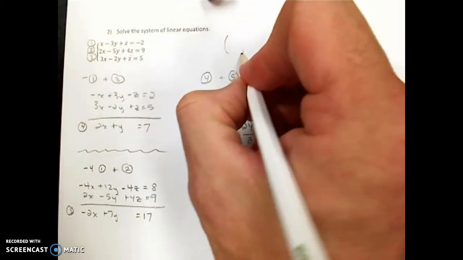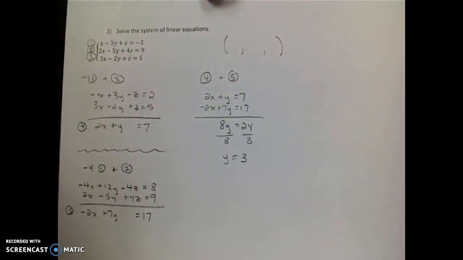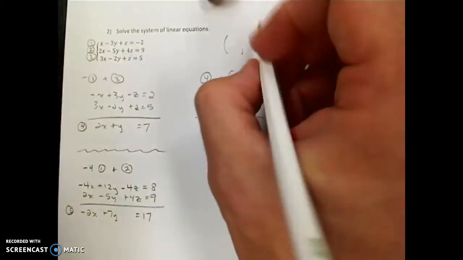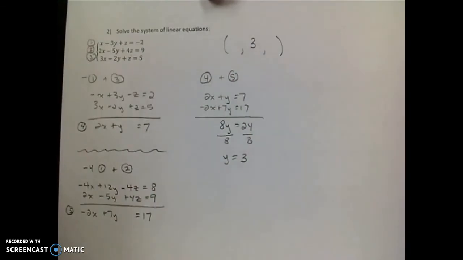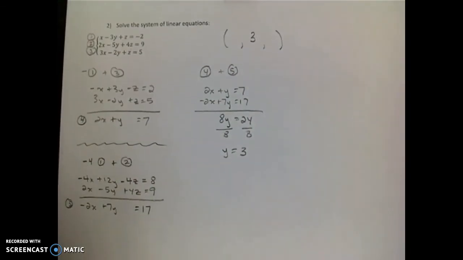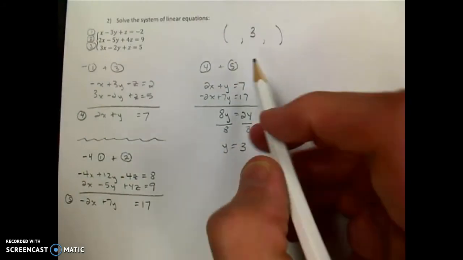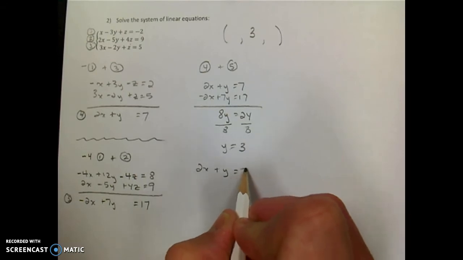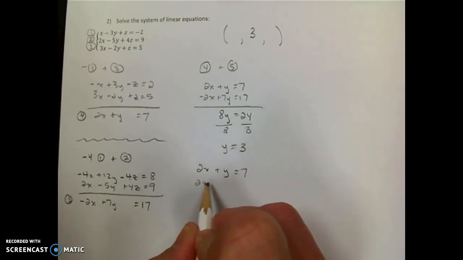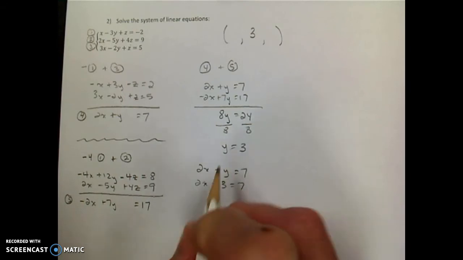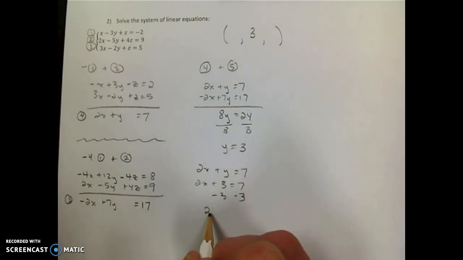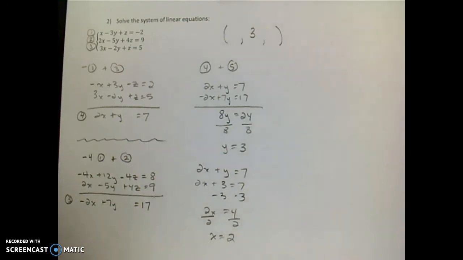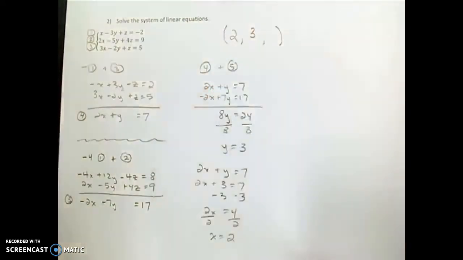Remember, my solution is going to be an ordered triple. I'm going to open up a set of parentheses, x, y, and z. I know my y value is 3. Let's place that into the parentheses right now. Now that I know y, I can substitute back into one of my equations and determine the value for x. 2x plus y equals 7. So I say 2x plus 3 equals 7. 2x will equal 4. And x equals 2. Let's place x equals 2 into my ordered triple.